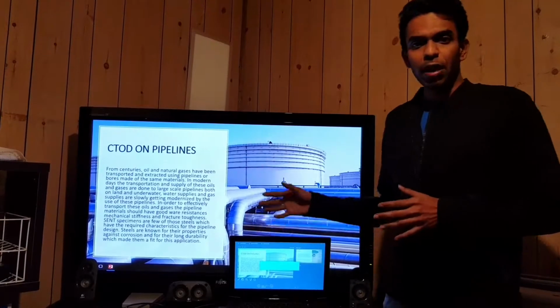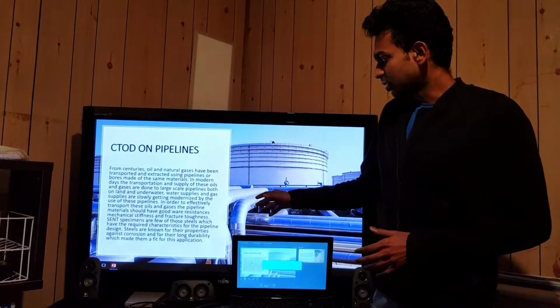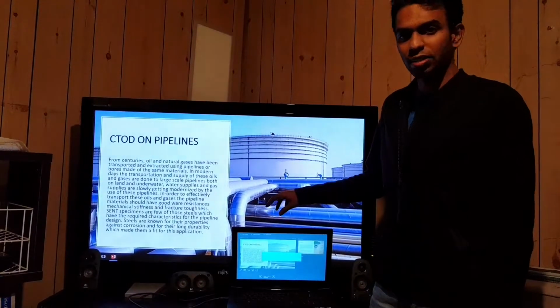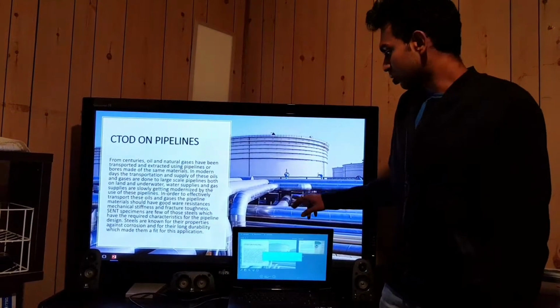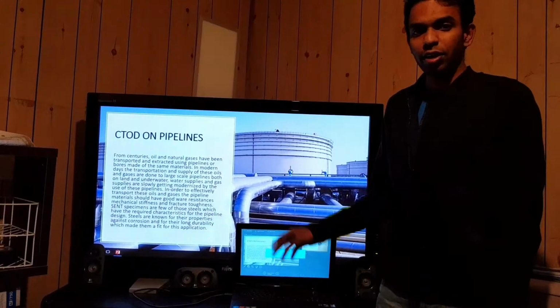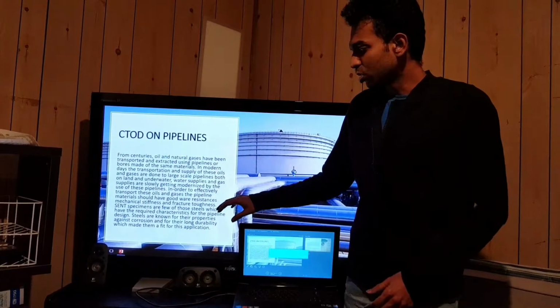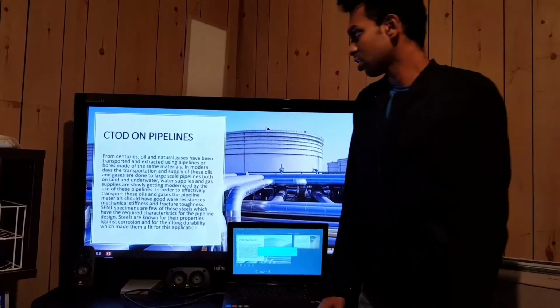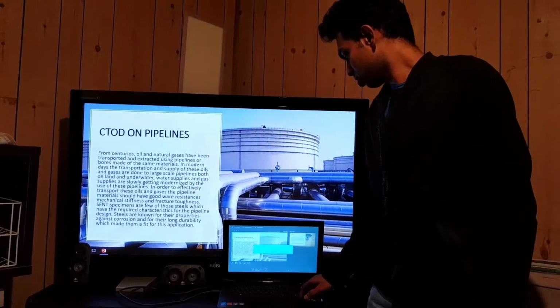These pipelines need to sustain the internal pressure exerted by the fluids or the gases, and even external forces like corrosion and atmospheric changes. Underground pipelines and all generally use X80 type of steels for the manufacturing.